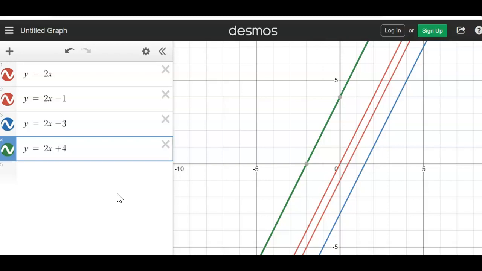Now what I want you to do is open up your Desmos. I want you to put those equations in, and I want you to see if you're right. Okay? If you're not right, that's okay, because we're practicing. I want you to tell me what you did wrong and maybe fix it in a different color. Use colored pencils.